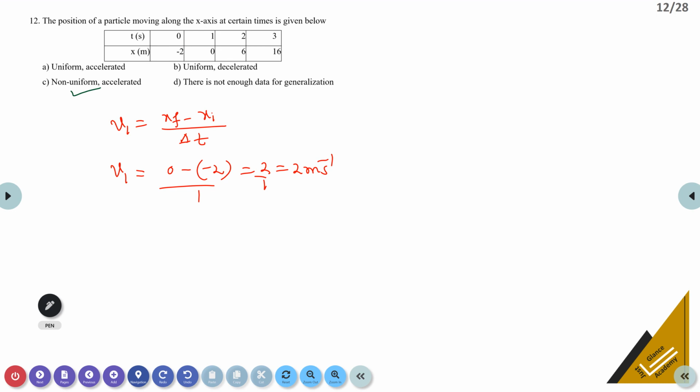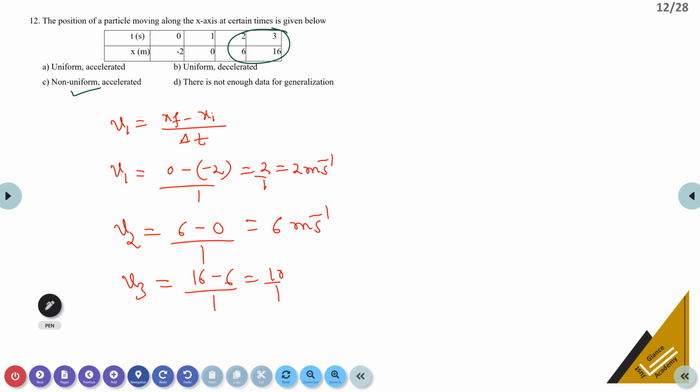Next, for this interval you find it first. V2 equal to, this is the final, 6 minus of 0 divided by 1 equal to 6 meter per second. You see, velocity is non-uniform. Then similarly for this interval you check it. Then V3 equal to what? It is 16 minus of 6 divided by 1 equal to 10 by 1 equal to 10 meter per second. That means velocity is what? Non-uniform.